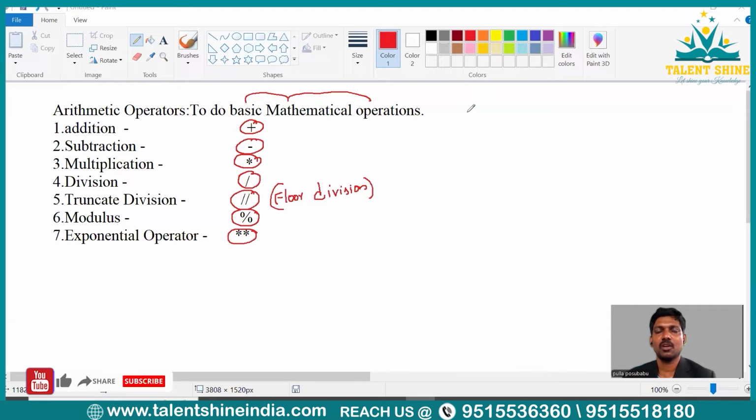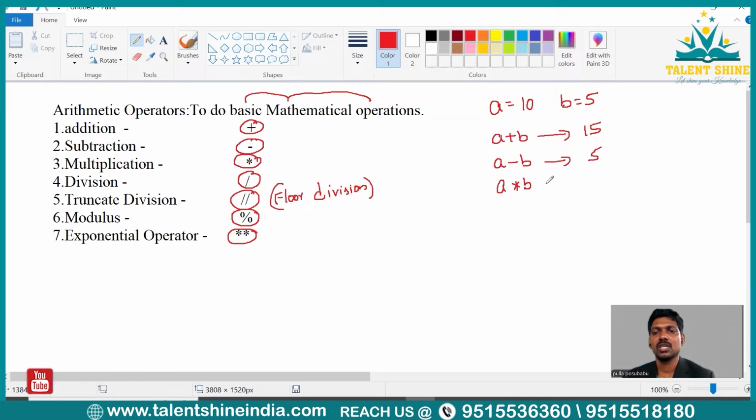Now let us take a is equal to some value as 10 and b is equal to a value of 5, right? So now let us perform some basic operations like addition, right? So a plus b, what is it going to return? 10 plus 5, so 15 it is going to return, right? Suppose I am going to use subtraction, minus, right? So the subtraction operator is going to return 10 minus 5, 5. Now I am going to use the multiplication operator. In this case, the output will be 50.